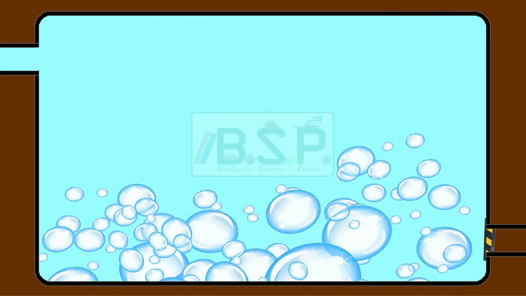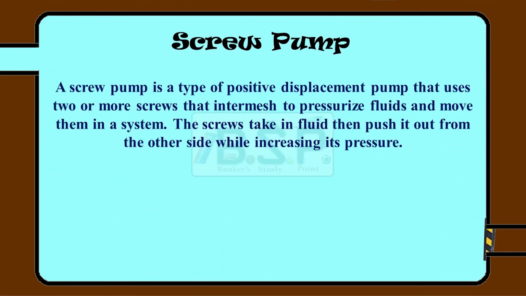Now next is screw pump. A screw pump is the type of positive displacement pump that uses two or more screws that intermesh to pressurize fluids and move them in a system. The screws take in fluid and then push it out from the other side while increasing its pressure.